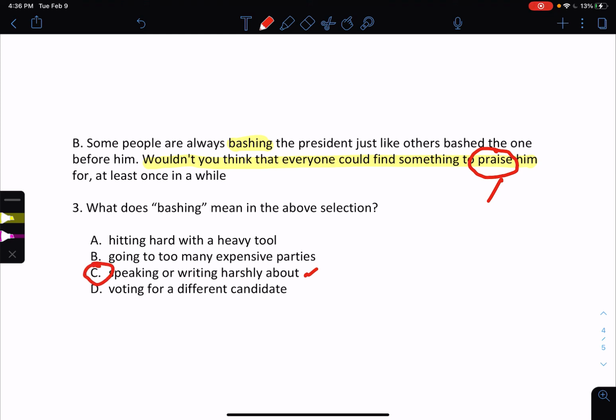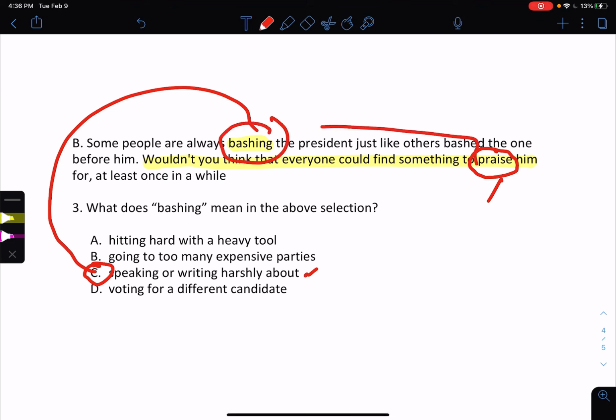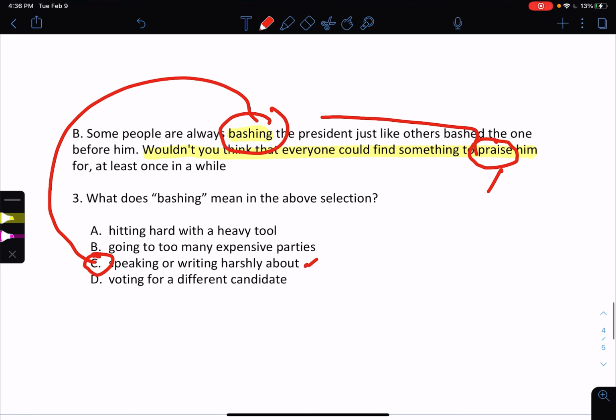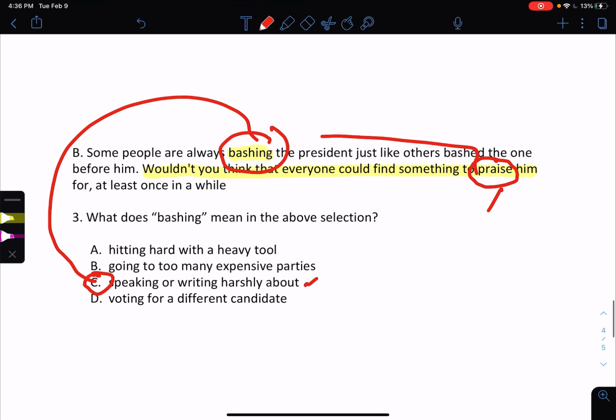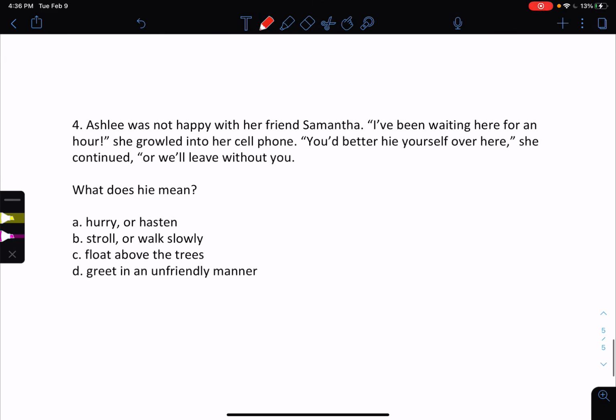Some people, let's put this in here. Some people are always speaking or writing harshly about the president, just like the others wrote and spoke about the one before him. Wouldn't you think that everyone would find something to praise him? So this word is the opposite of this word. Okay, so they gave you the antonym in this case. I'm going back and forth between inferencing and context clues.